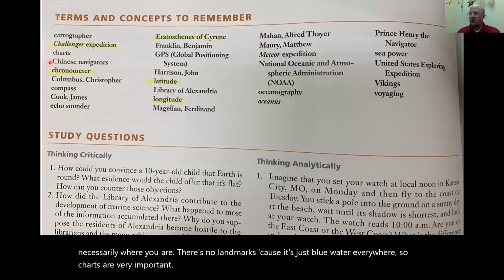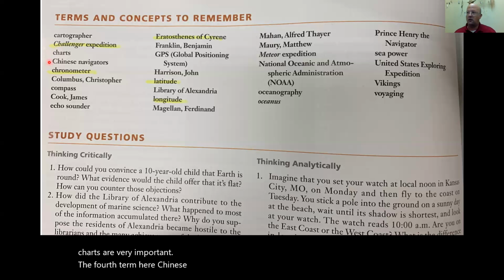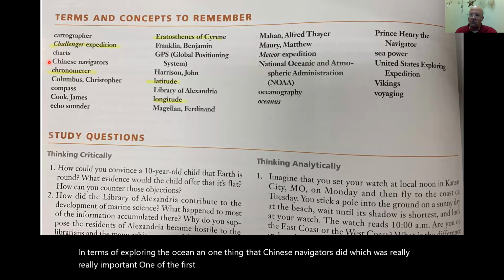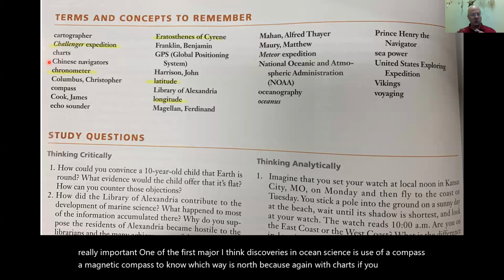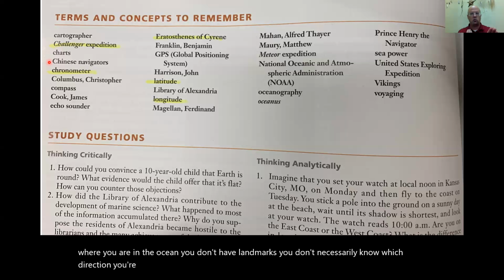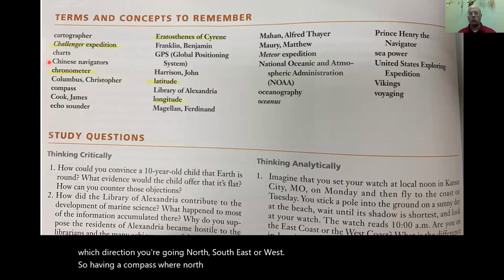The fourth term here, Chinese navigators, also very important in terms of exploring the ocean. And one thing that Chinese navigators did, which was really important, one of the first major discoveries in ocean science, is use of a compass, a magnetic compass, to know which way is north. Because again, with charts, if you don't have landmarks, you don't necessarily know which direction you're going, north, south, east, or west. So having a compass, you know where north is, you can understand where you are.